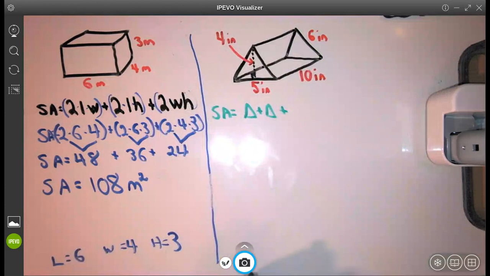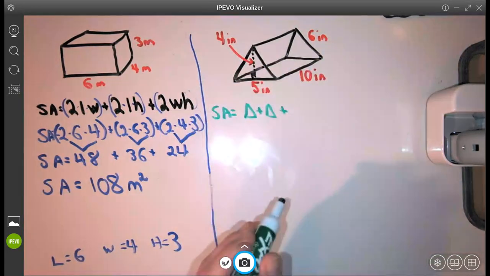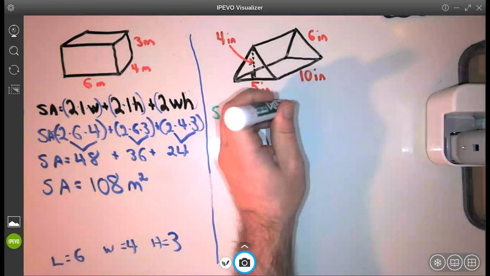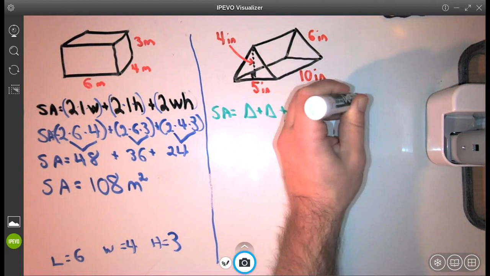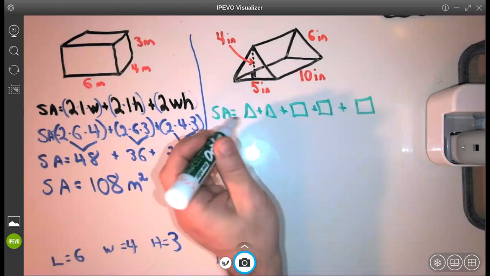Again, I said that's a term that you get to learn next year. It's basically all the faces besides the bases is called the lateral. So there's 1, 2, 3 rectangles that make this up. All right, so now I'm going to find the area of each face.